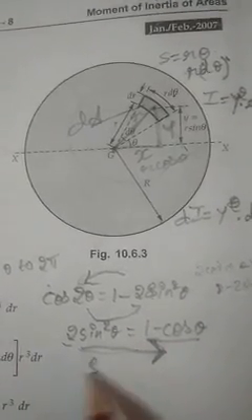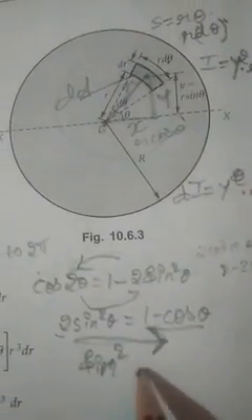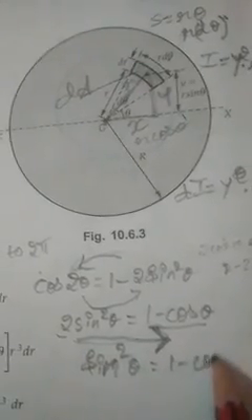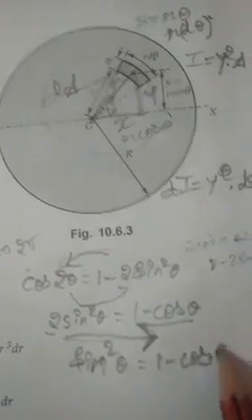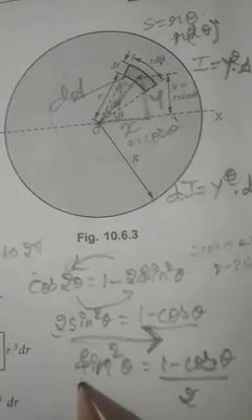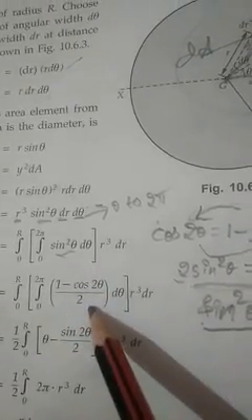Okay, so finally, sine square theta is equal to 1 minus cos 2 theta divided by 2. In the place of sine square theta, you have to write 1 minus cos 2 theta divided by 2. So that's what is written here: sine square theta is equal to 1 minus cos 2 theta divided by 2.